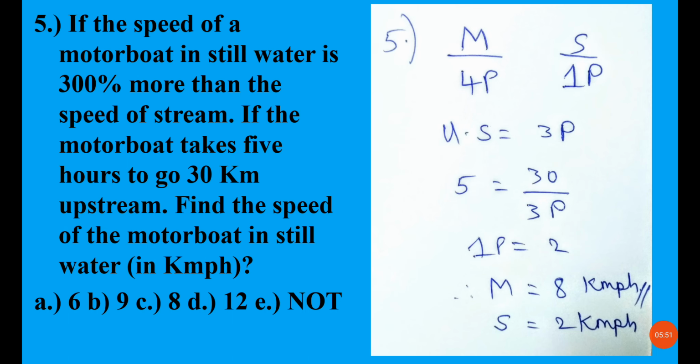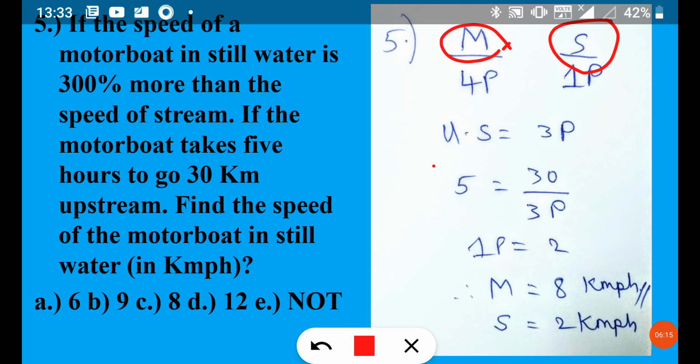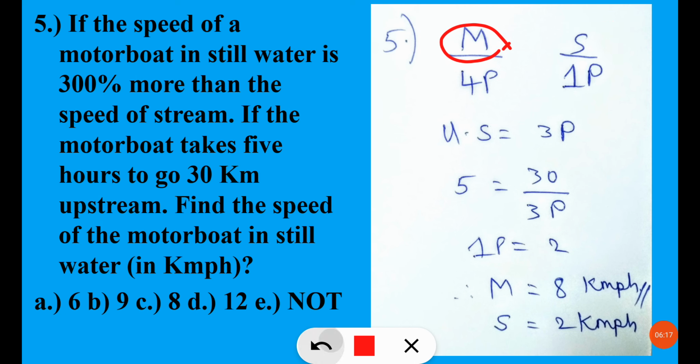Moving to the last and final question, the fifth one. If the speed of a motorboat in still water is 300% more than the speed of a stream, and the motorboat takes 5 hours to go 30 kilometers upstream, find the speed of the motorboat in still water in kmph. It is clearly given that motorboat speed is 300% more than the speed of the stream. So motorboat speed is 4 parts. Speed of the stream is 1 part.